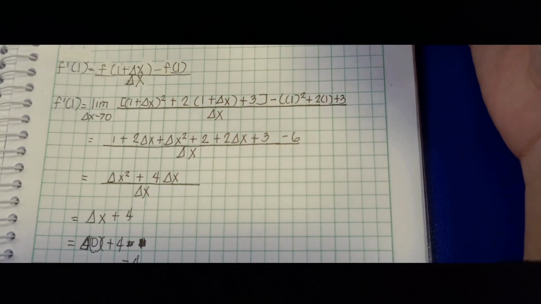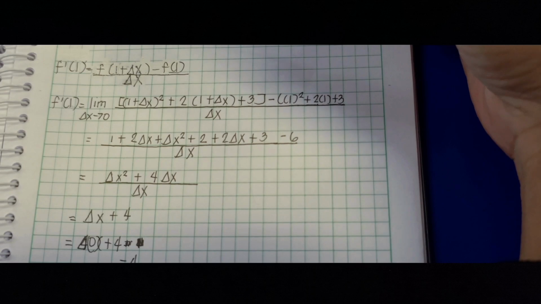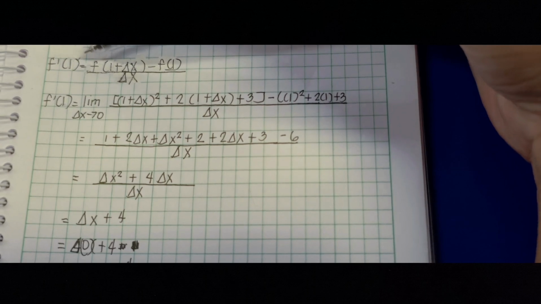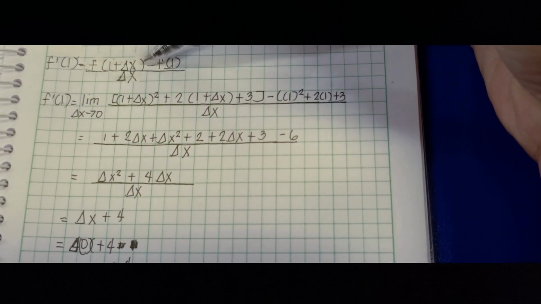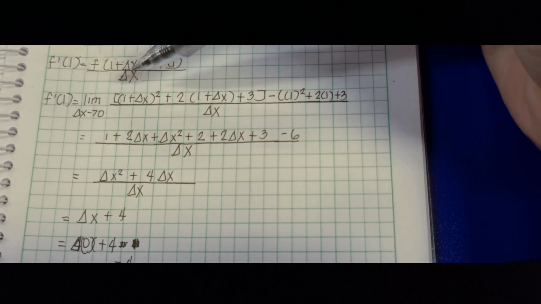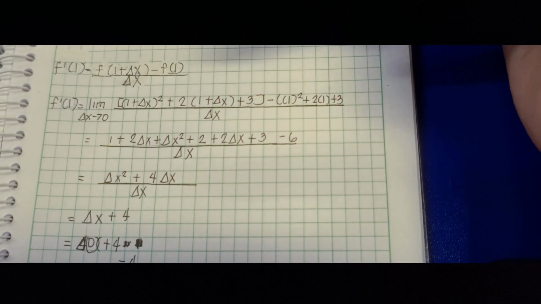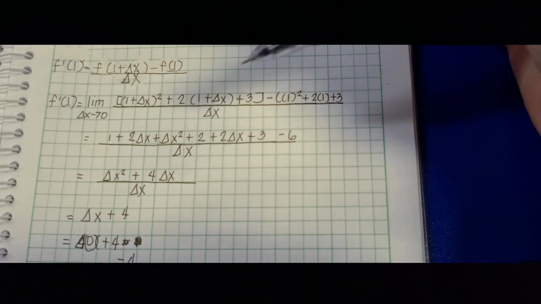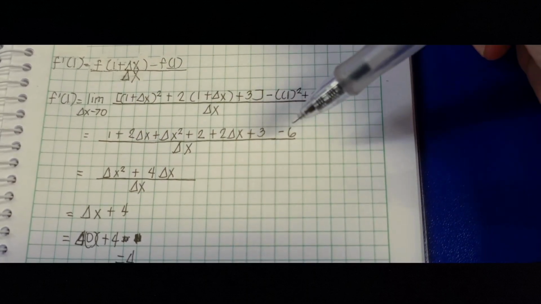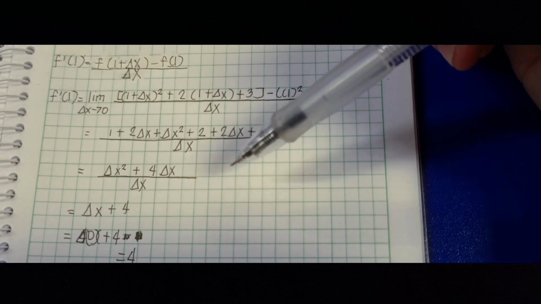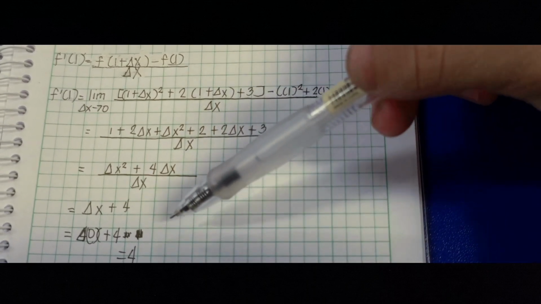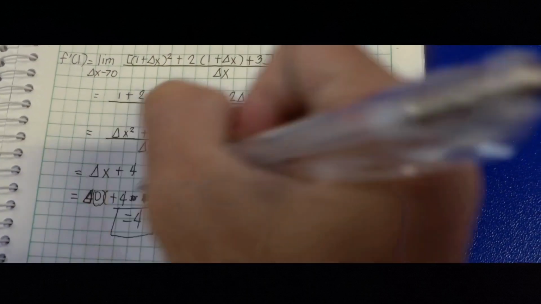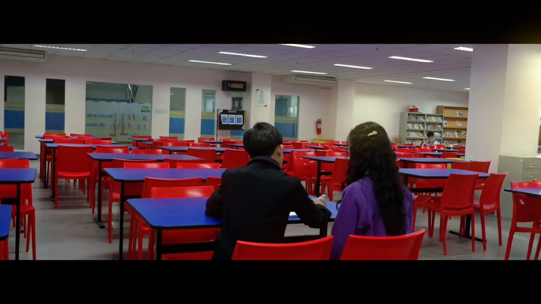Let us have an example. f of x equals x squared plus 2x plus 3. f prime of 1 equals f of 1 plus delta x minus f of 1 over delta x. First, let us substitute. Second, simply factor out. After that, cancel out like terms. Lastly, substitute 0 to the value of delta x. Then, simplify, and it equals 4.